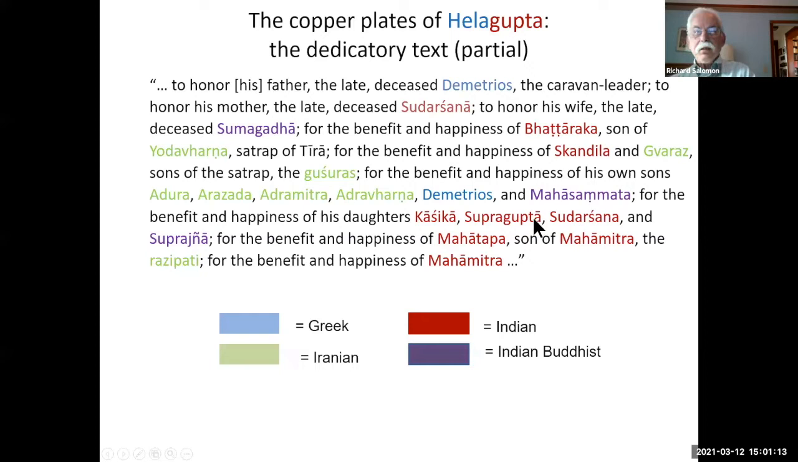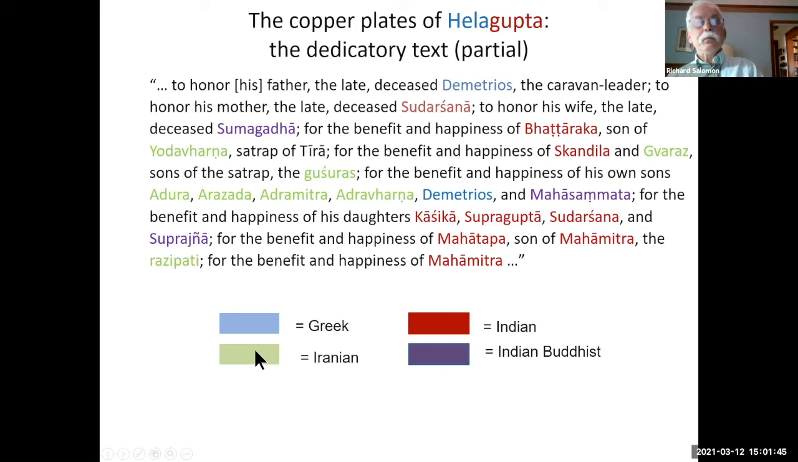And what I've done is I've tried to color code the types of names in terms of their ethnic or linguistic affiliations. I hope the colors come out clearly on your screen. There are Greek names. His father was Demetrius. Demetrius doesn't get much more Greek than that. And his son was Demetrius, but I'll come back to that because there's a little trick about that.